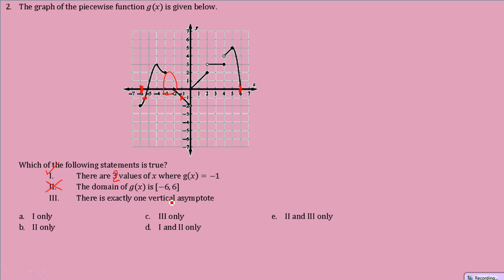And then 3, there's exactly 1 vertical asymptote. Well, we do have some jump discontinuities, but we don't have any asymptotes. And so 3 would be wrong. So that means that A is your answer.